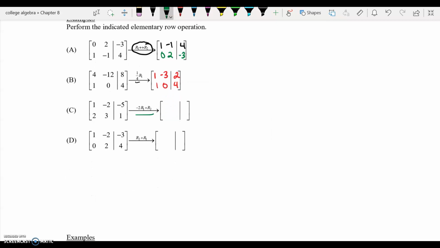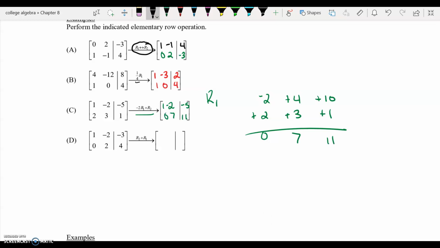If you see something like this, you're going to multiply the first row and then add the second one. However, whatever one comes first, so row 1 comes first, is going to stay the same. So I'm going to go ahead and write it again because it's not going to change. Now I'm going to multiply it by -2. So I'm going to get -2, +4, +10, and I'm going to add it to row 2 to change row 2. So I'm going to get 0, 7, 11. And then lastly, you're going to use row 2 plus row 1. So row 2 is going to stay the same. I'm going to add it to row 1.